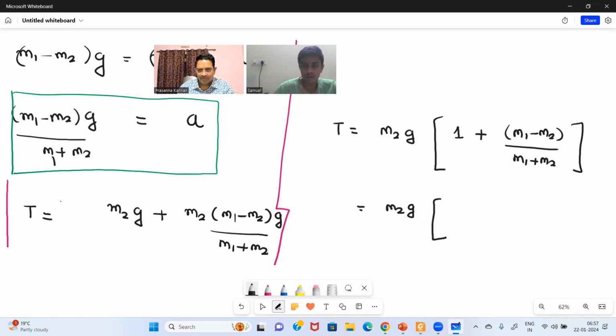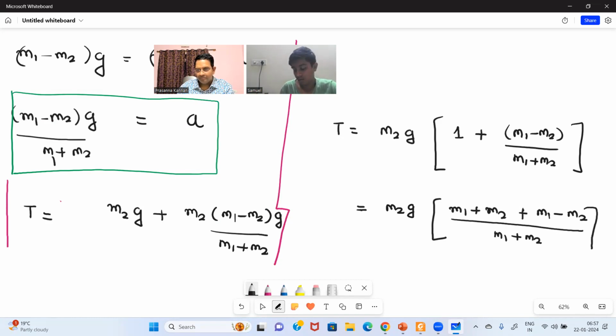So when you take LCM, what do you get? What gets cancelled? M2 and M2. So you'll get M2G into, what is M1 plus M2 plus M1 minus M2, that is 2M1, by M1 plus M2.